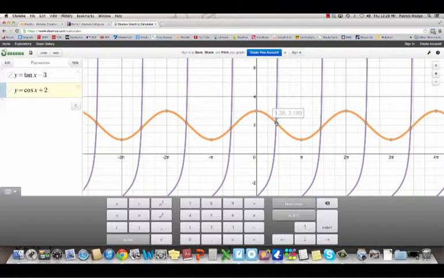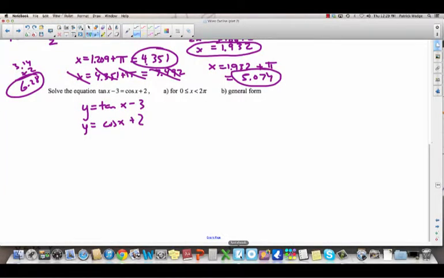There's one place they cross. Now, we're only interested in what x equals, right? So this x value is 1.38, and this one's 4.507, and that's too big. That's more than 6.28, more than 2 pi. So we have two answers, 4.507, 1.38. Let's go back and write them down. We get x equals 1.38 and 4.507.